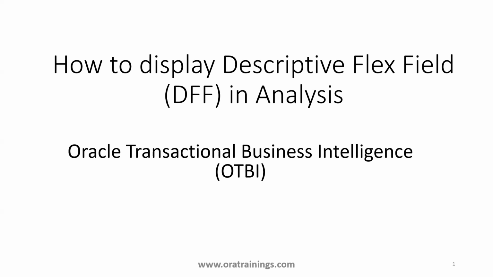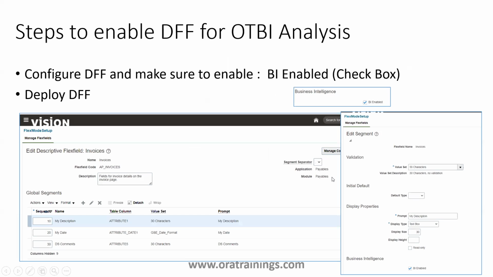In this session, we'll discuss how to display a DFF attribute in the OTBI analysis. Let's see the steps involved. The first step is to make sure that you enable a DFF on the entity which you want to work on. For example, in our discussion today, we are enabling a DFF in the AP invoice.